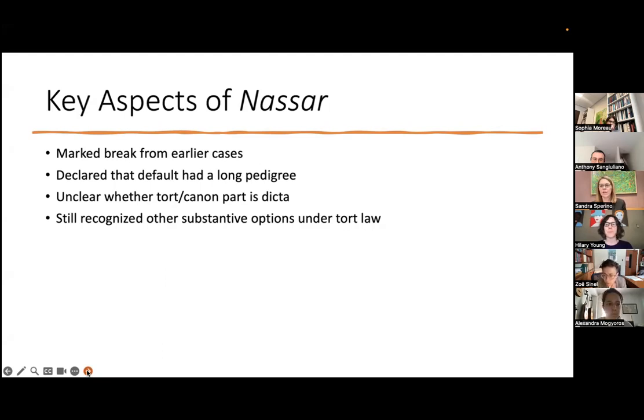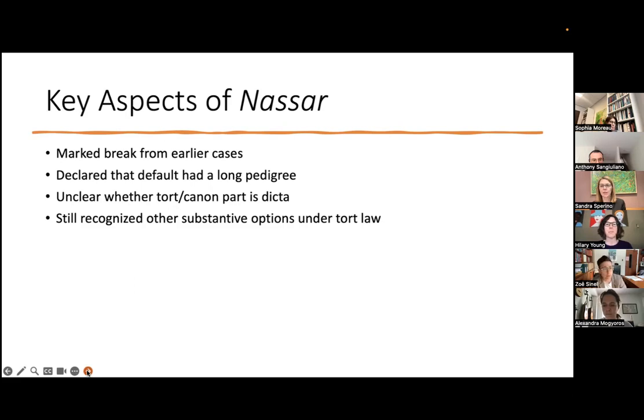It's really a marked break or departure from earlier cases. Nassar claims that this default standard has a long pedigree, but really, Nassar is the first one to fully invoke it. And one of the things that's odd about Nassar, and while I'm reluctant to say that it is technically part of the canon, is that it's actually not clear if the discussion about tort law and the canon is dicta and whether it was actually required for the eventual outcome that the court reached.